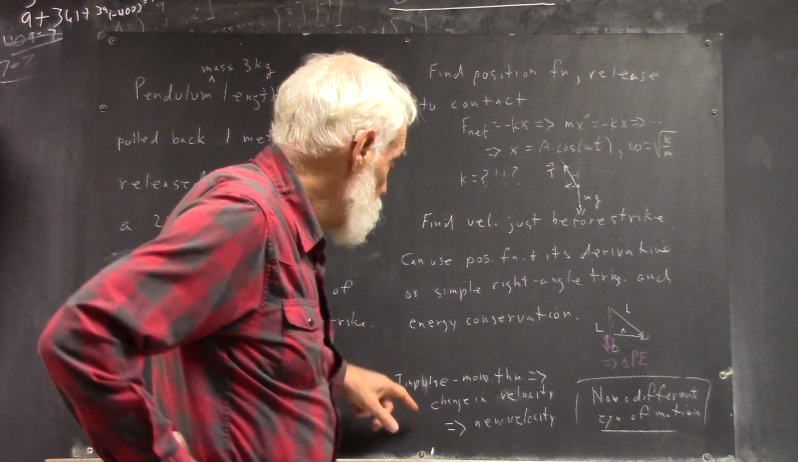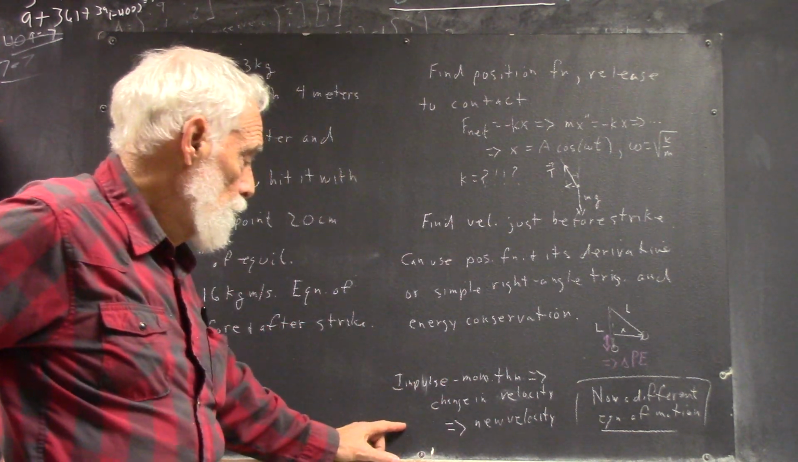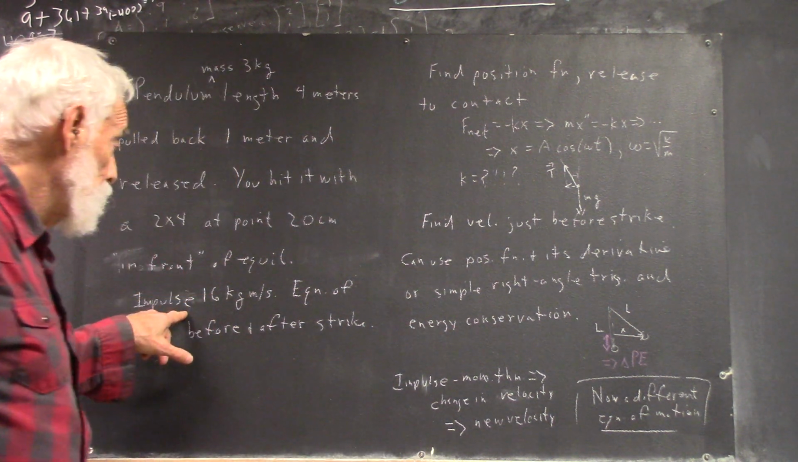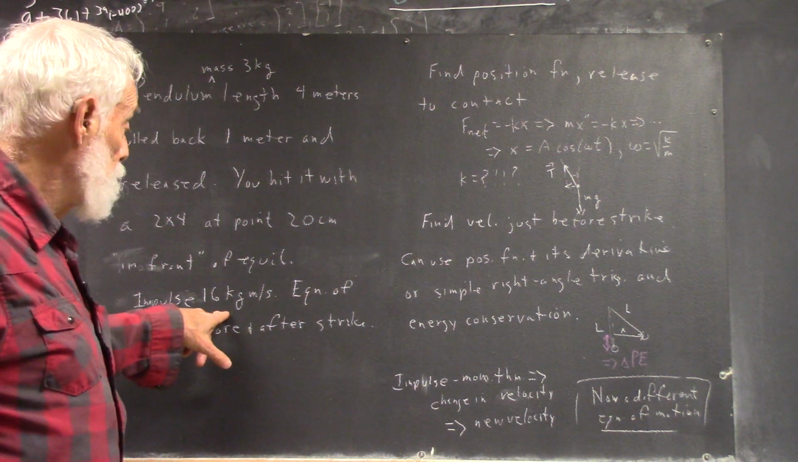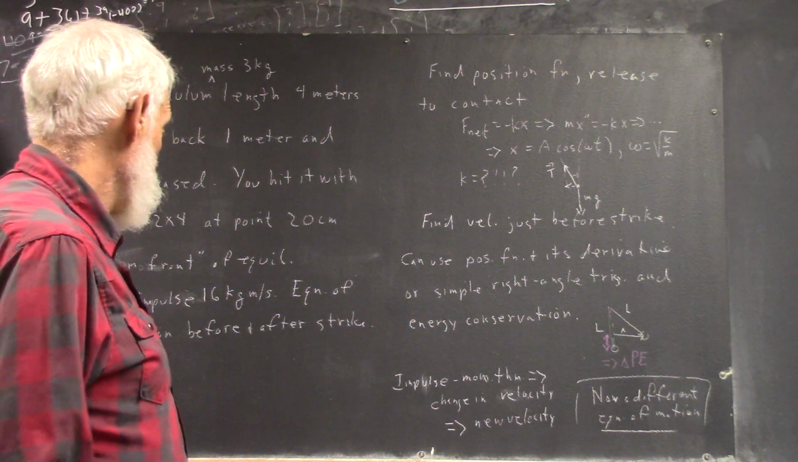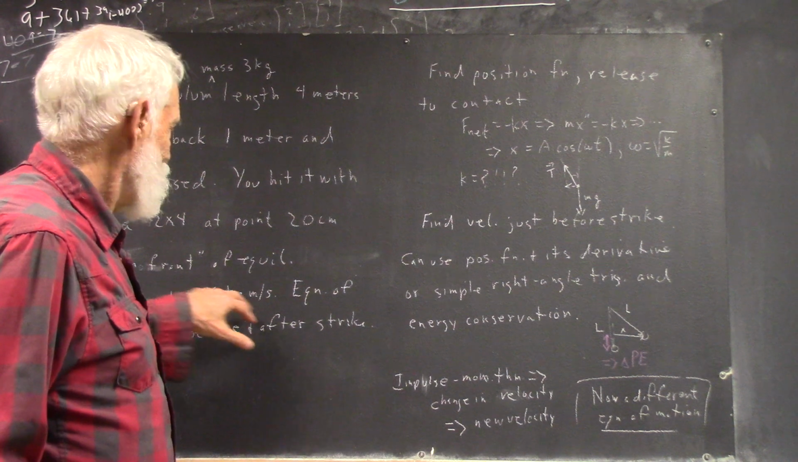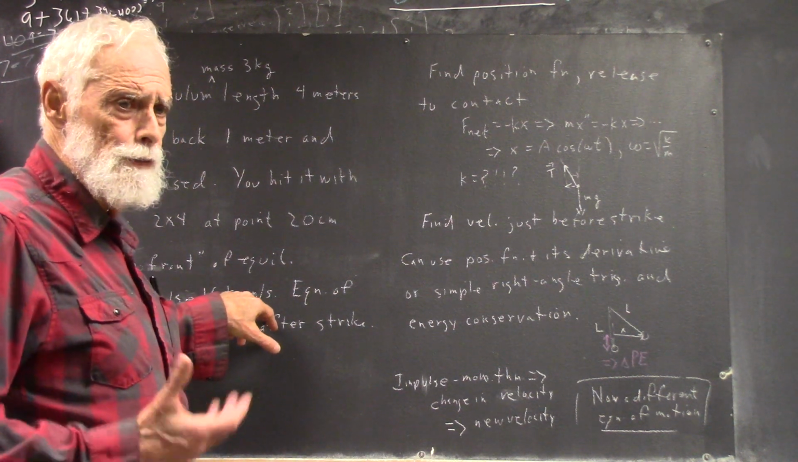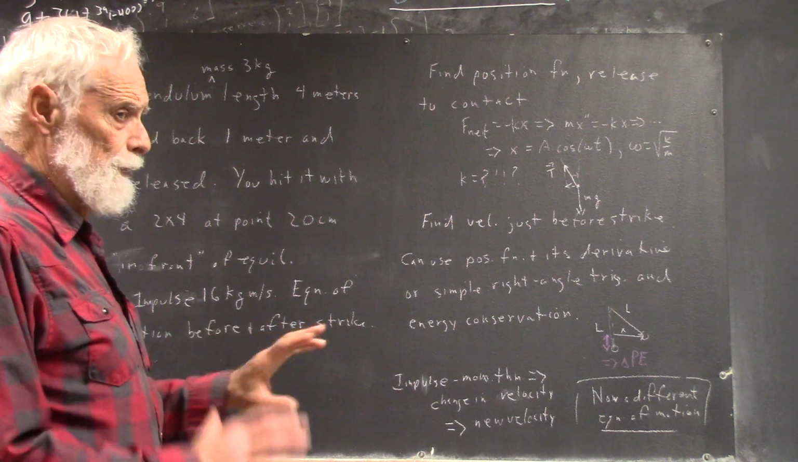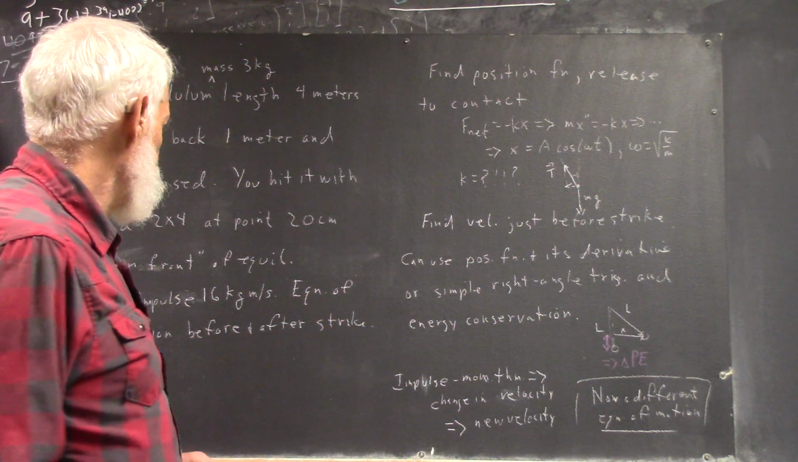Okay, so the impulse momentum theorem is what you use with this, because you have the impulse of 16 kilogram meters per second, and you know the impulse momentum theorem. Somebody wanted to tell me that this was the number of joules of kinetic energy change or something. It doesn't even have the right units, so that answer is totally wrong.